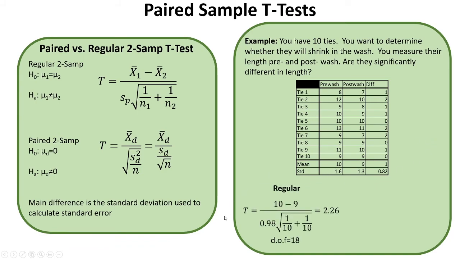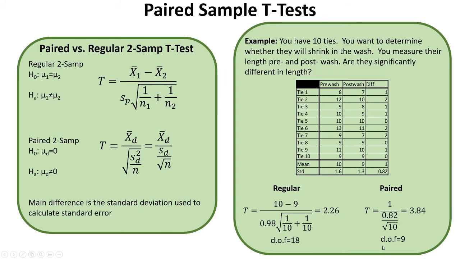And so if you're using a regular old t-test, you would have 18 degrees of freedom because you have 10 samples in your pre, 10 samples in your post. You'd calculate your pooled standard error, you'd calculate your difference, which is 1, and you end up with a t-statistic of 2.26. But for a paired test, you're now using these values, right? You're using the mean of the difference, which is 1, and you're using the standard deviation of the difference, which is 0.82, right? And so this is the standard deviation of these differences.